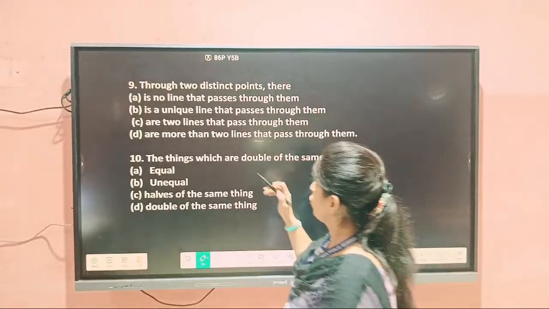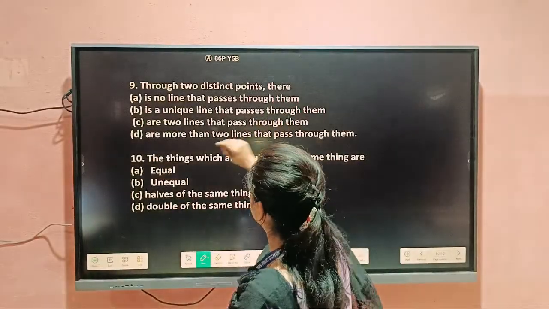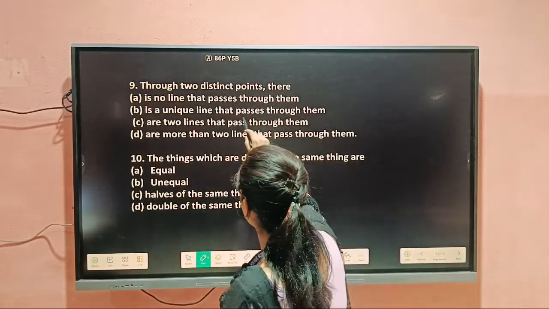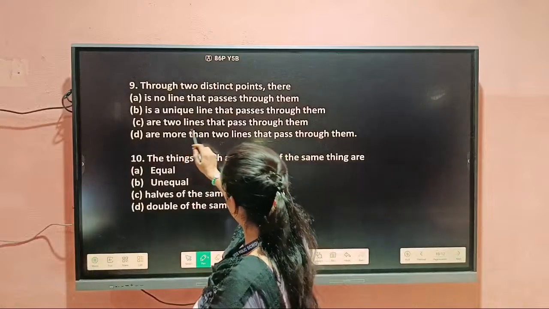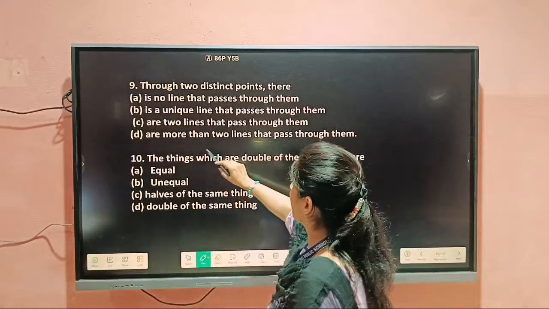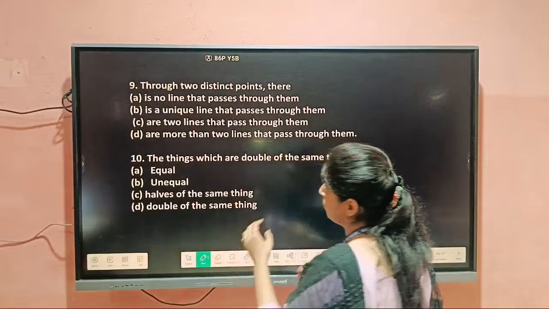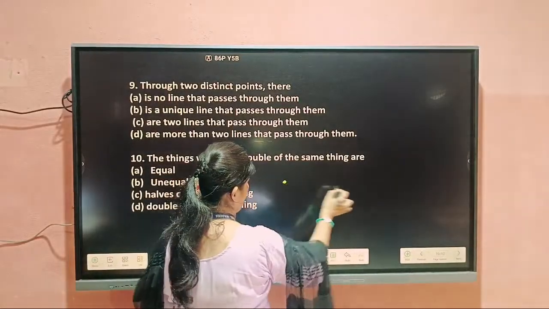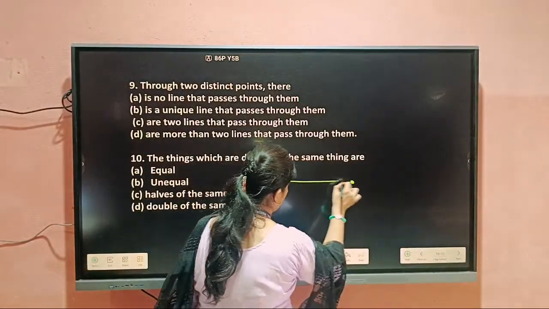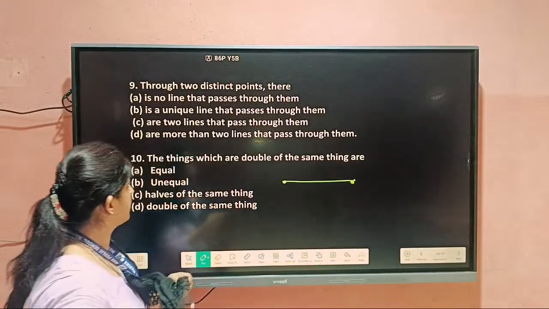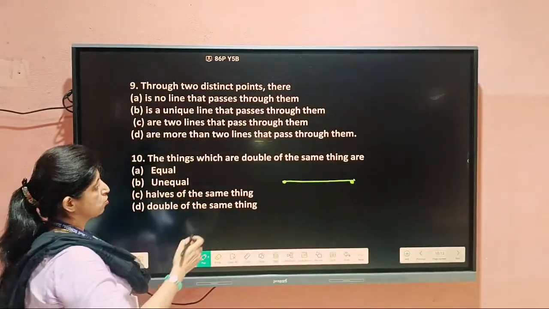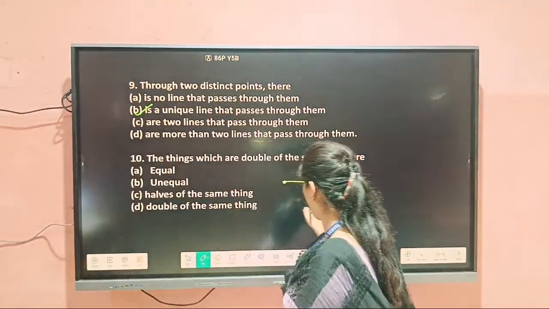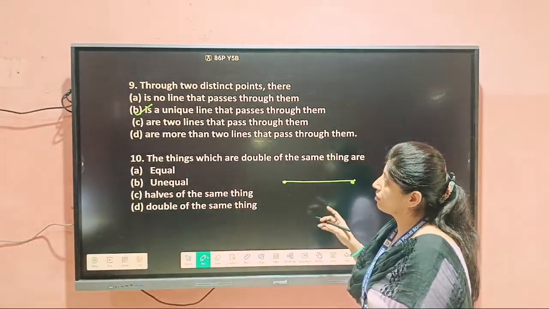Next, through two distinct points, there is no line that passes through them. There is a unique line that passes through them. There are two lines that passes through them, and there are more than two lines that passes through them. We have done so many times this thing that through two distinct points, only one unique line will pass through them. So second, B option is correct, because in between 2 points only one line will pass, right?